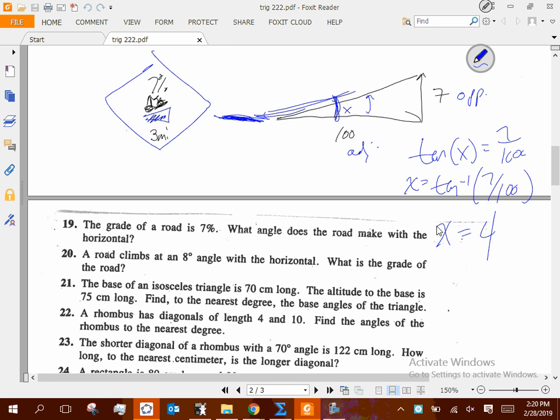Number 22, guys, and 22 and 23. What do you know about a rhombus and the diagonals of a rhombus? They bisect each other, right? They bisect each other, and what else? They're perpendicular. So if you draw in a rhombus the 2 diagonals, you create 4 right triangles on the inside, right? Those 4 right triangles on the inside are going to help you answer questions 21 and 22.